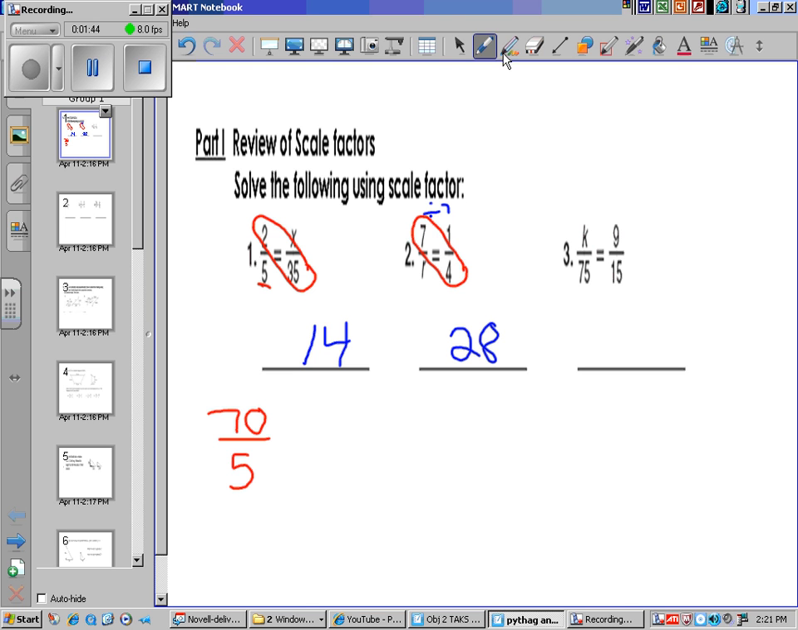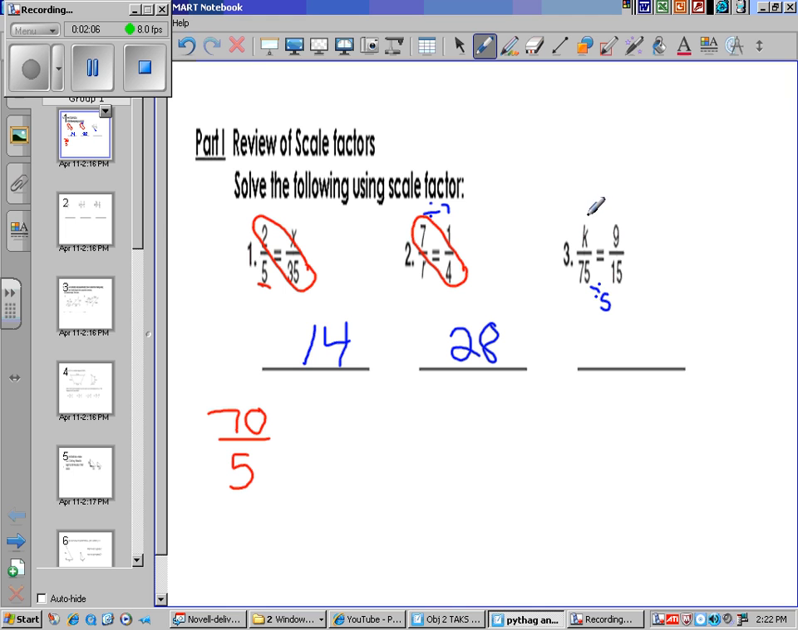we can go with scale factor again. Oh, it's the wrong one here. Let's see. Scale factor. What do I have to do to 75 to get to 15? Well, you take 75 divided by 15 and you'd get 5. So you would right here divide by 5. Or you could look at it as 15 times 5 gives you 75.